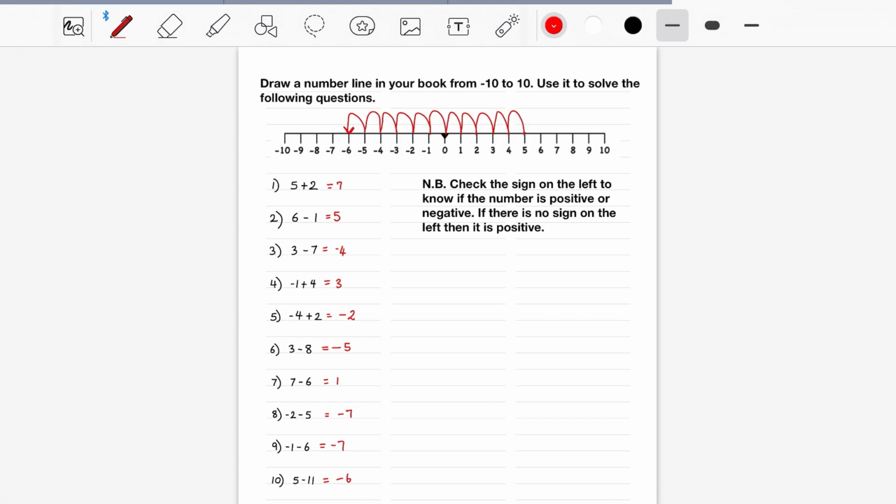So that was our exercise on evaluating directed numbers with a number line. In our next exercise, we will look at evaluating numbers without a number line.